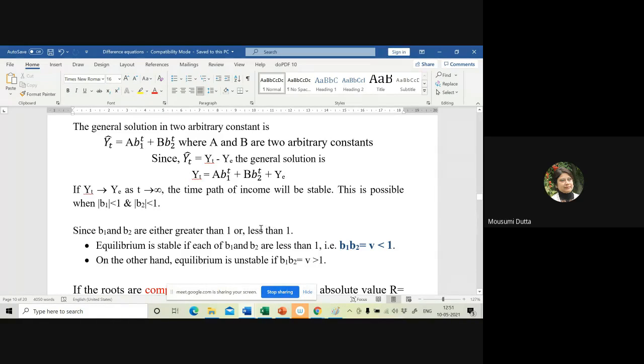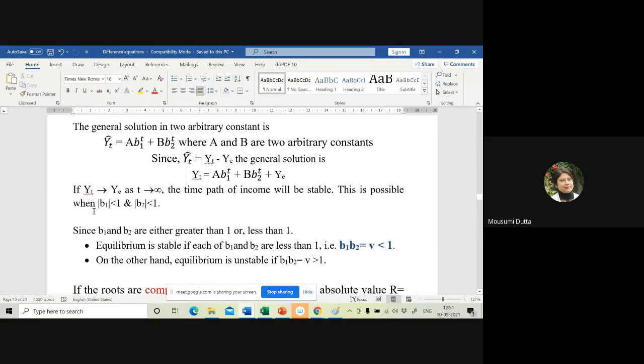So it is possible that both the roots simultaneously will be greater than 1 or less than 1. However, if both of them are less than 1, then only we will get stability. Otherwise, we will get instability. Both of them can be greater than 1, however, in that case, we will get instability. Both can be less than 1, and we will get stability if both are less than 1, and instability if both are greater than 1.